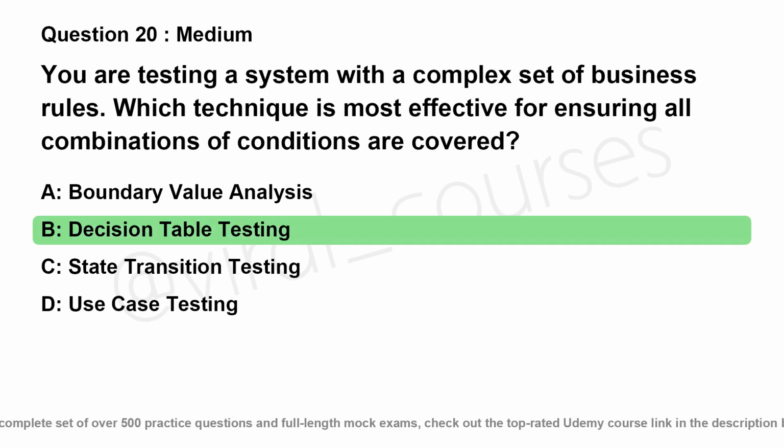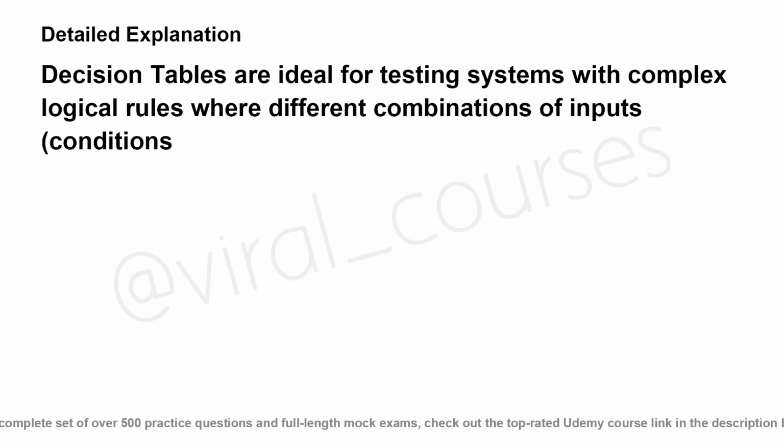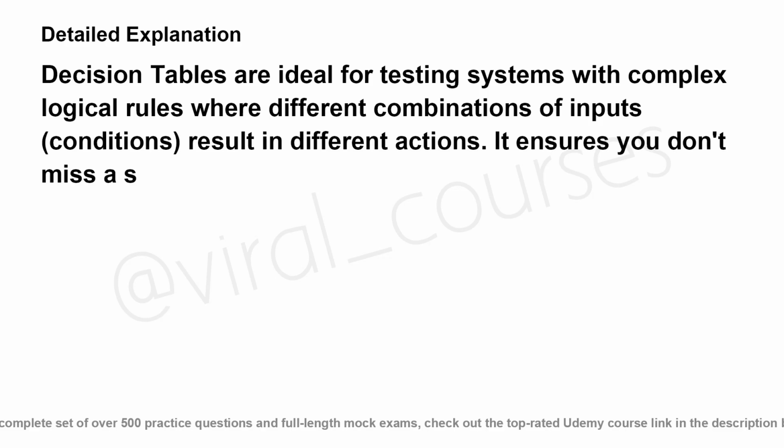The correct answer is B. Decision tables are ideal for testing systems with complex logical rules where different combinations of inputs, conditions, result in different actions. It ensures you don't miss a specific combination of triggers.